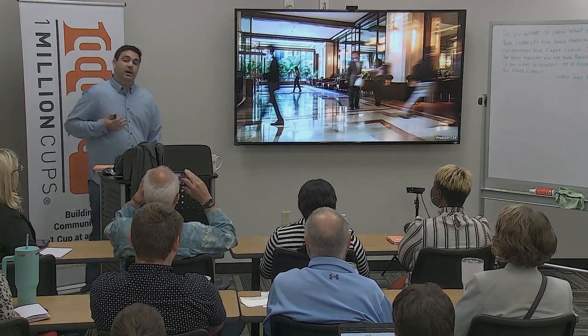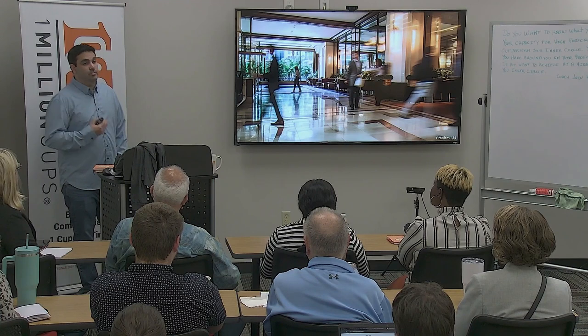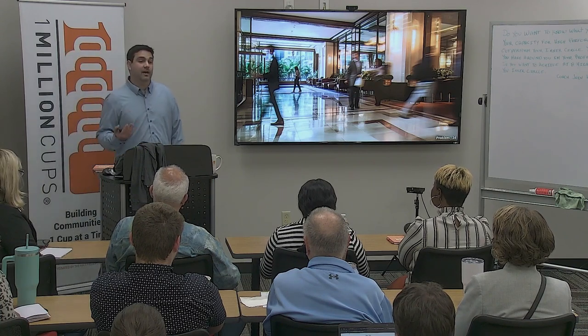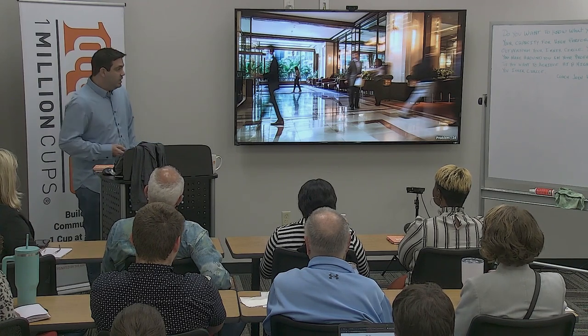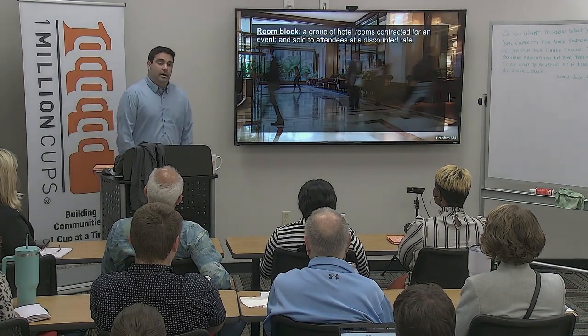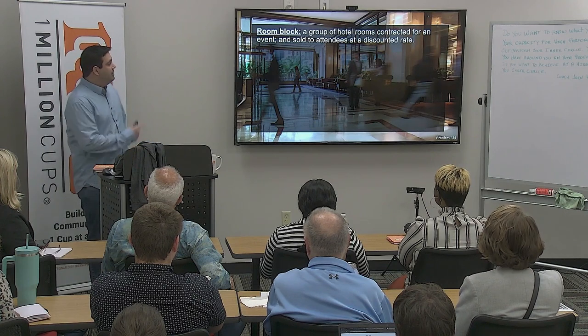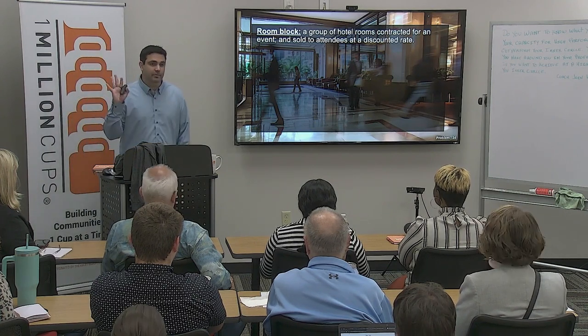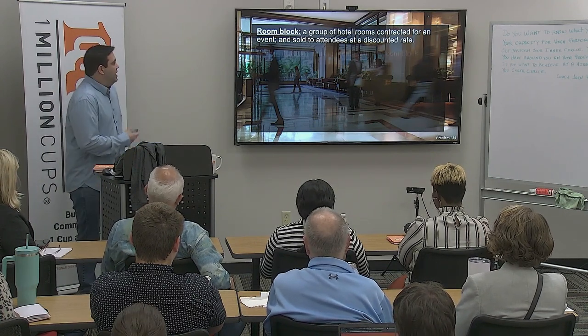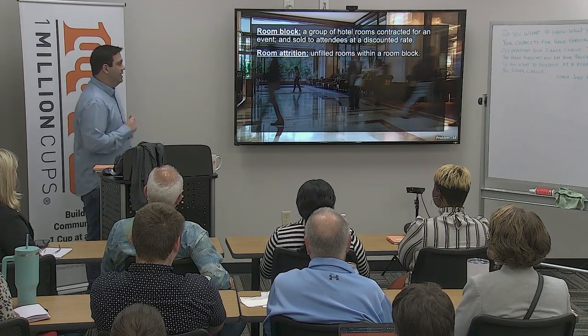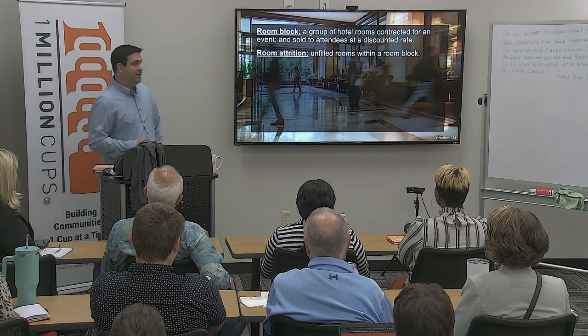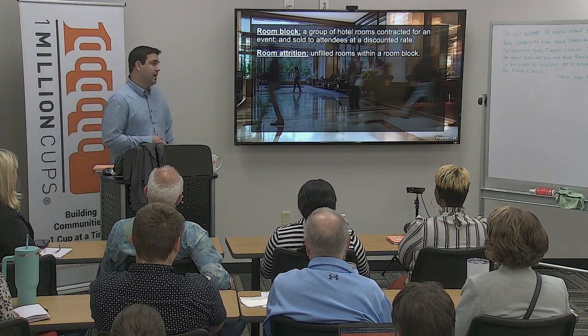So if you've ever traveled out of town for a conference or a trade show, you probably know that these types of events typically have a host hotel and a special group rate for you to stay at that hotel. These discounted rooms that are set aside for events are commonly known as a room block. Have you all heard that term before? Great. Have any of you heard of room attrition before? So this is an aspect of room blocks. These are the unfilled rooms within a room block. This is a big problem. I'm about to show you why.